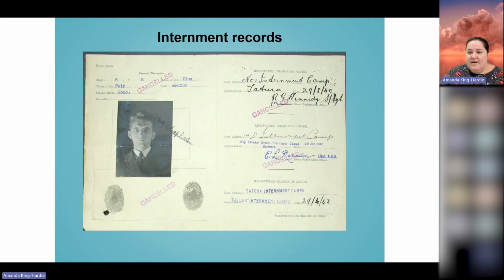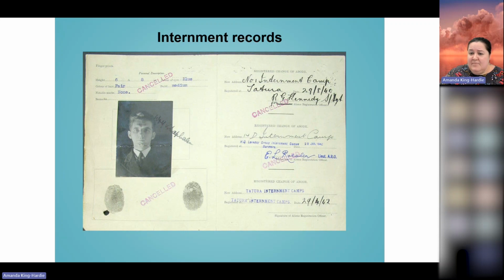Now, as I mentioned in the last slide, those who were registered as aliens were sometimes interned. So the next type of records I'll mention are internment records. Internees were mostly people from countries at war with Australia. Most were civilian men, but some women and children were also interned. Internees were held at camps around Australia, often in remote locations. It's important to note that people were interned based solely on their nationality, even if they'd done no wrong.